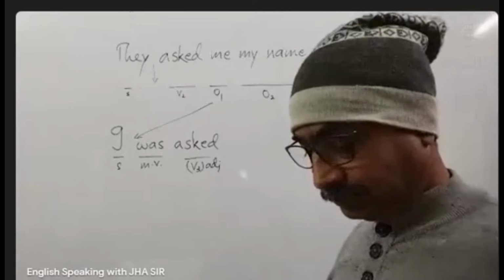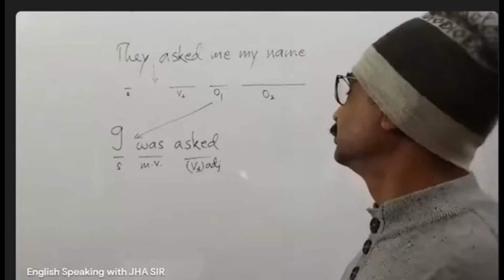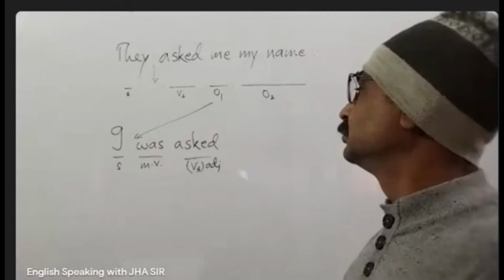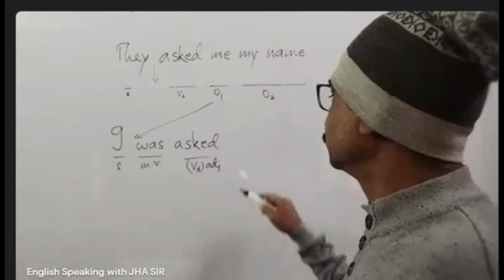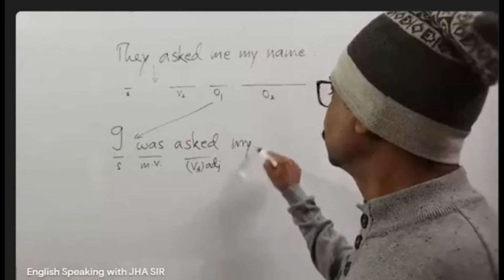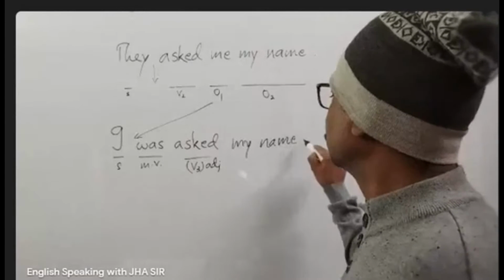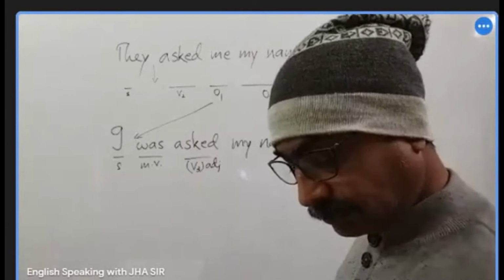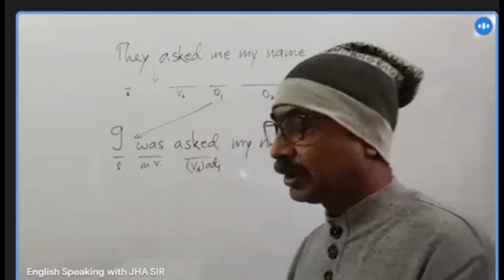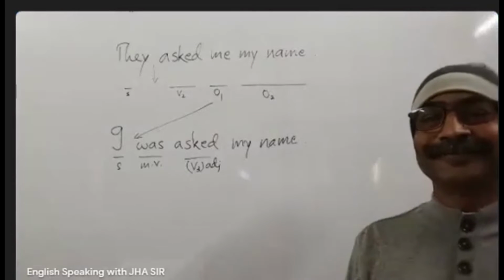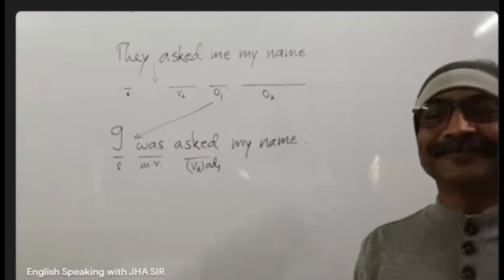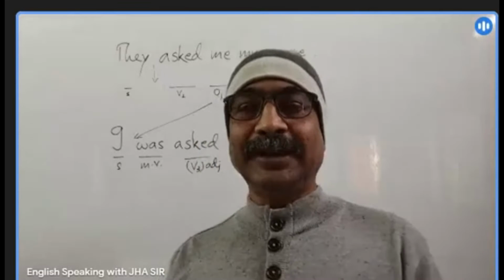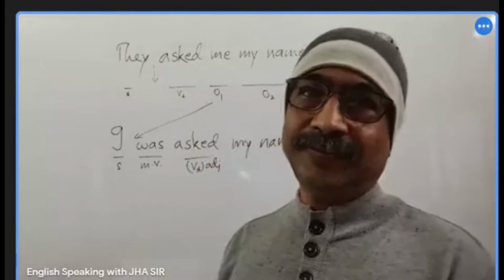Now already we have taken the object as a subject, so now we can again take two objects. Second option: I was asked my name by them. My name. Then lastly we change the subject into the object. We can leave the sentence here: I was asked my name.